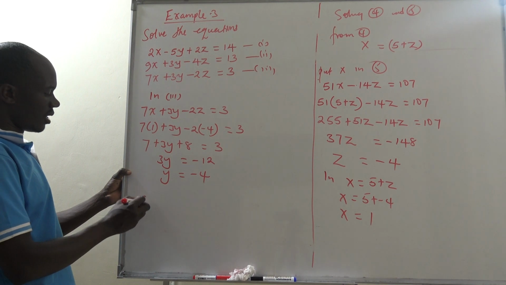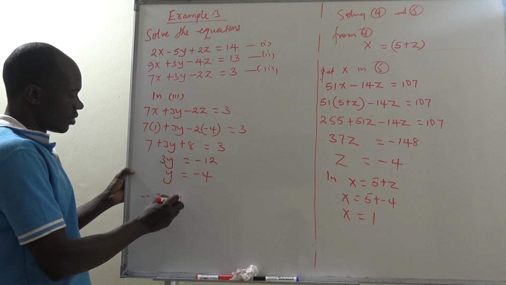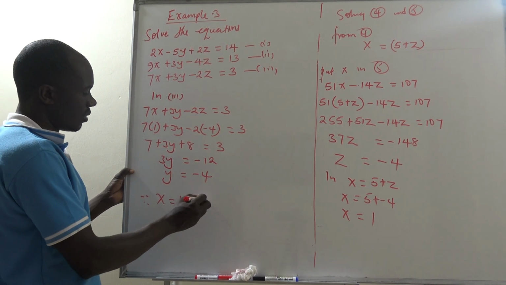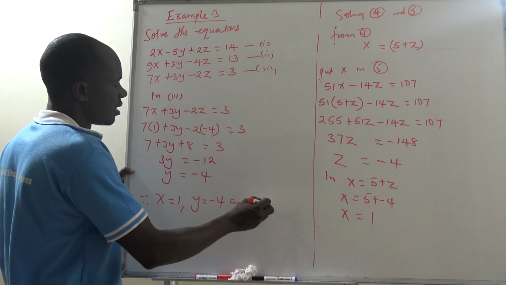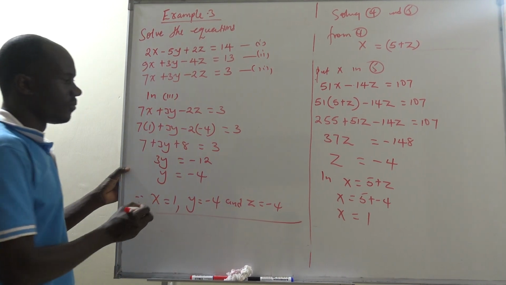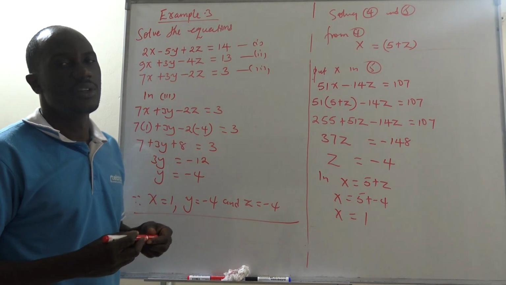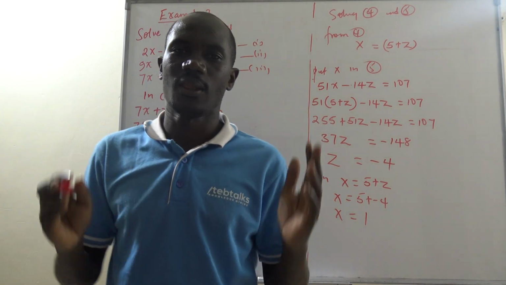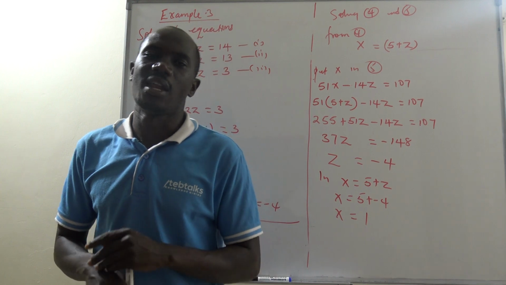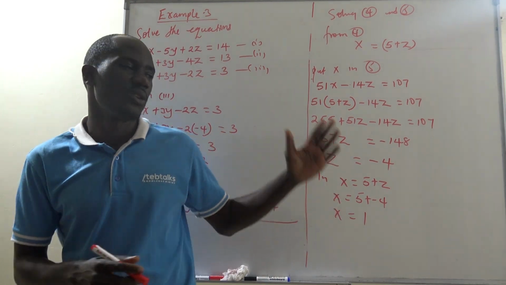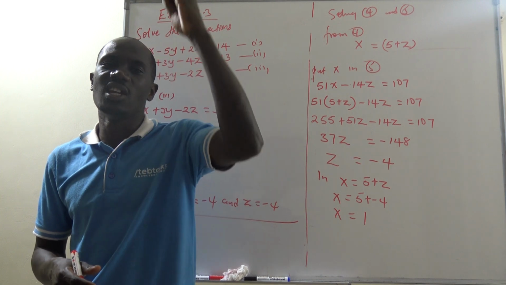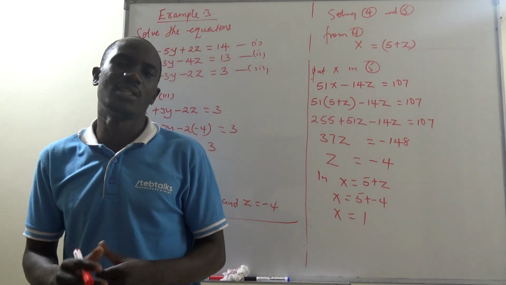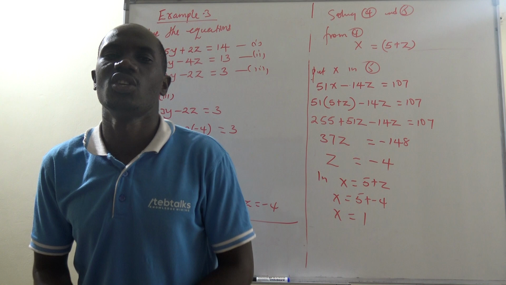Can we conclude? We say therefore x equals 1, y equals negative 4, and z equals negative 4. You have already finished solving that equation. And that's the end of solving simultaneous equations using the elimination method. Next time when we meet, we shall begin with echelon form.